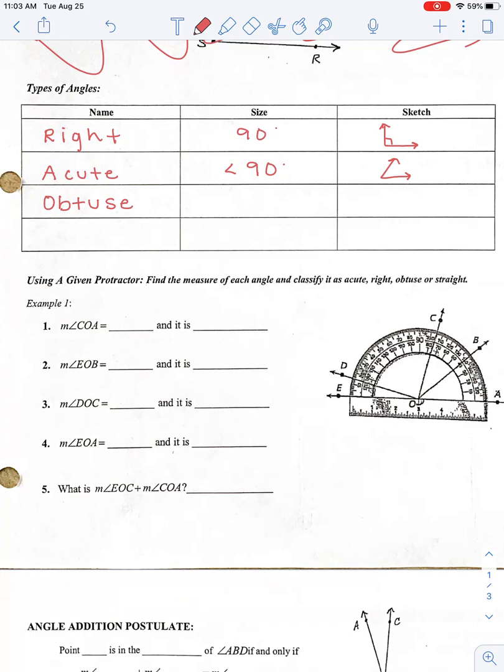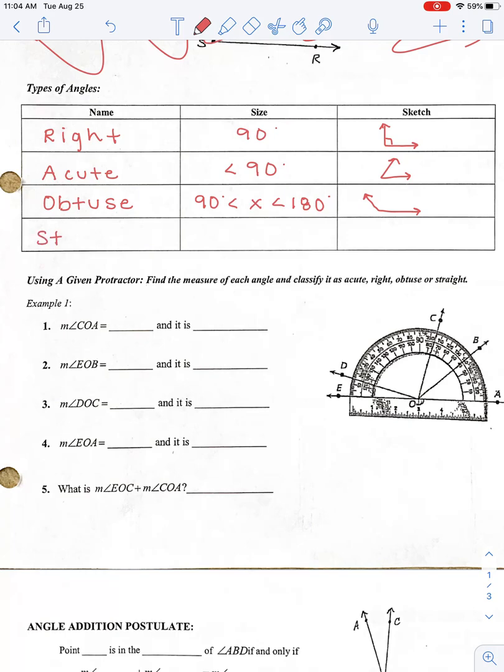Another type of angle is called an obtuse angle. Obtuse angles are bigger than 90, but they're less than 180. So we write it like an inequality. They can be anywhere between past that right angle or almost to a straight line, so something of this sort.